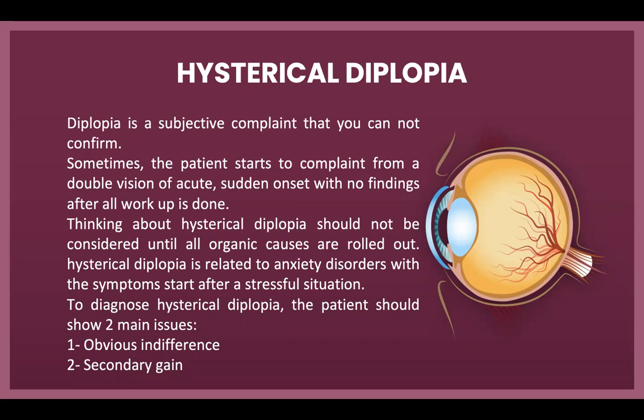The second criterion is secondary gain. On analysis, the patient should have some gain from having diplopia at that time. Gain means escape from a stressful condition or gaining some sympathy from others if he has this kind of pathology.